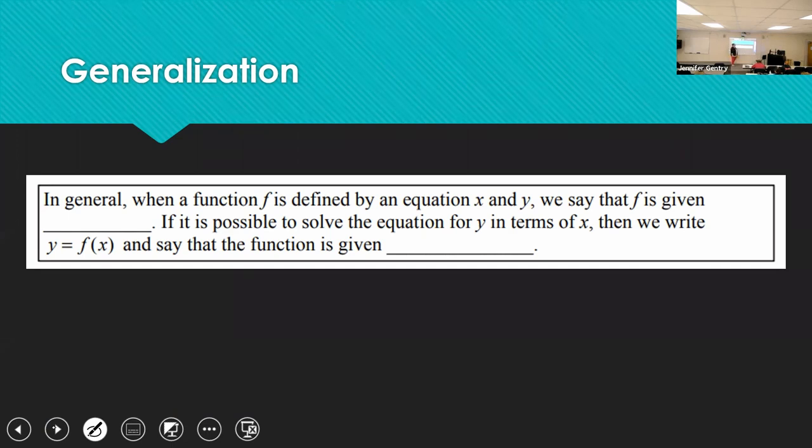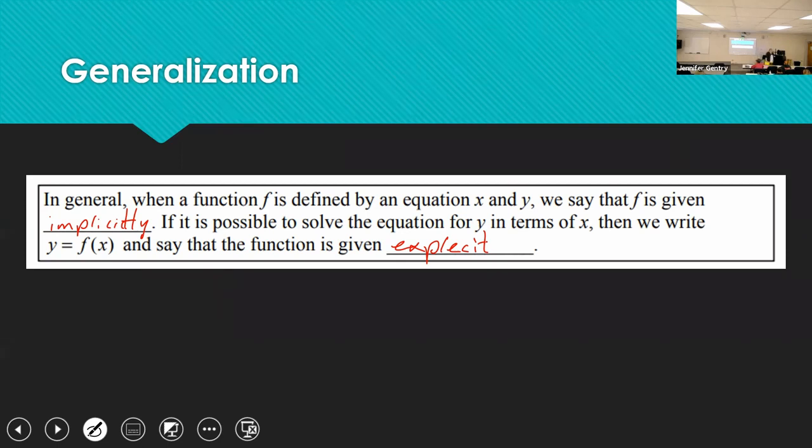Okay? If it's possible to solve the equation for y in terms of x, we write y equals f of x and say that it is explicit. Actually, explicitly. That's okay. What's that first word? Implicitly.